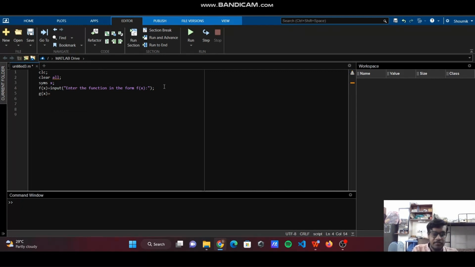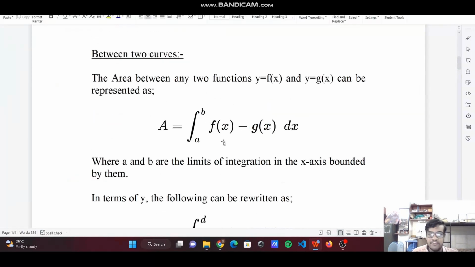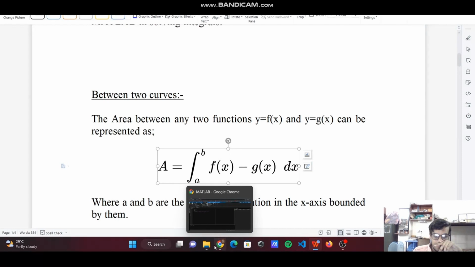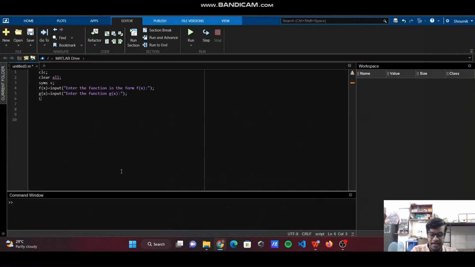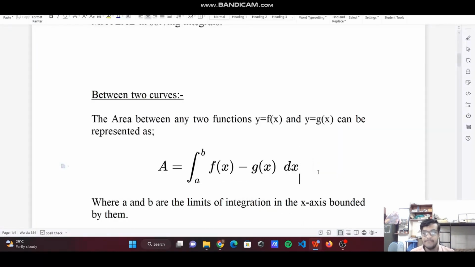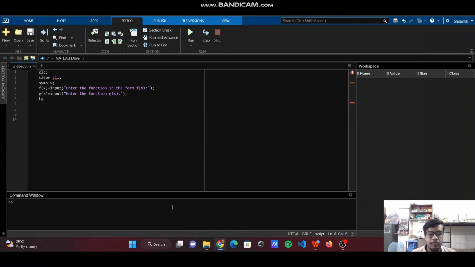Now let's take another function g of x as input. Enter the function g of x. Now, notice how we discussed that integration is area between any two functions f of x and g of x. We are defining those two f of x and g of x as the user input here. Now, let us take L. This L will be the limit under which area is defined. In MATLAB, we cannot just integrate it between any two. Like we can, but obviously we'll need to make the code more versatile. So let's take input.